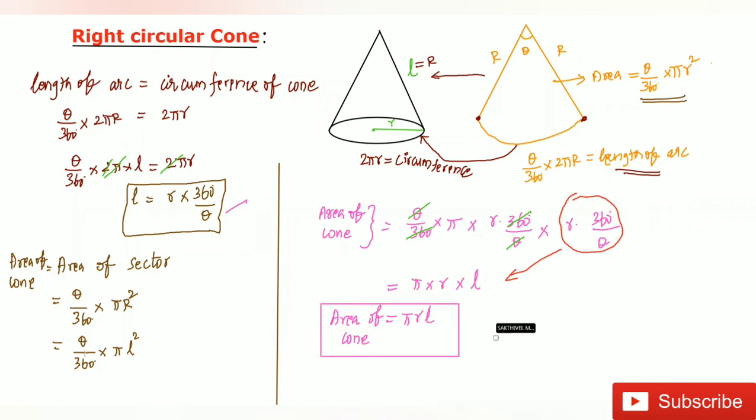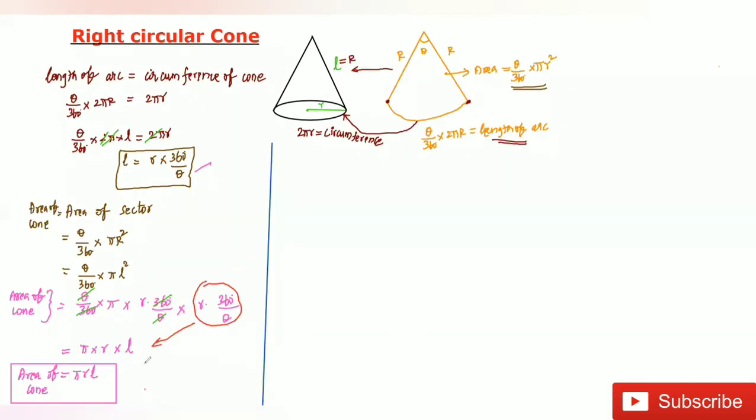Total surface area of the cone, children. Now what we found is CSA, means curved surface area of a cone, which is pi R L. Through that I'm going to find the total surface area of a cone. So total surface area of cone, now listen carefully, is CSA plus base area. We have only one base area, so I'm taking one time of base area.